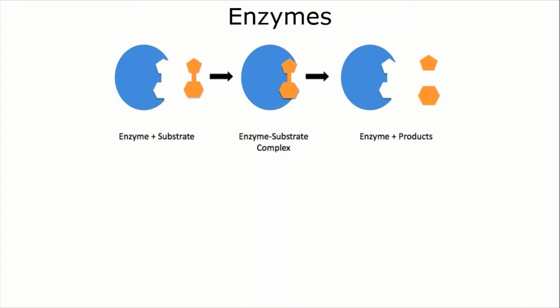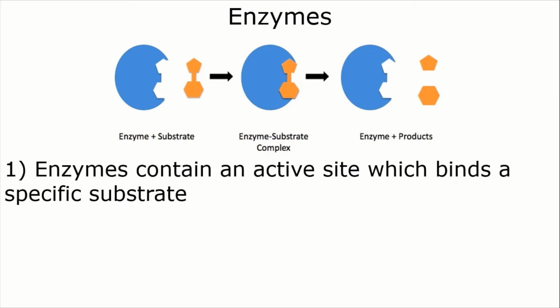So we can see here we've got a diagram that shows all the stages of enzyme and substrate bonding and the breakdown of substrate into products. So enzymes contain an active site which binds a specific substrate. Normally enzymes only have one complementary substrate. Sometimes they can have multiple, but for the most part, A-level biology is only going to be asking you about enzymes in the context of it having one specific substrate.